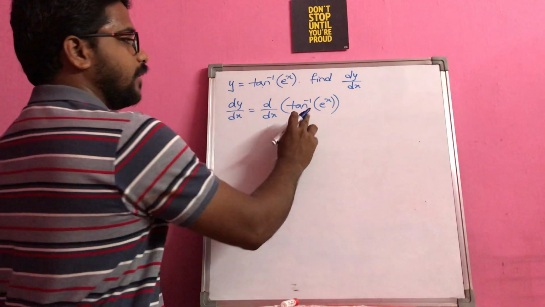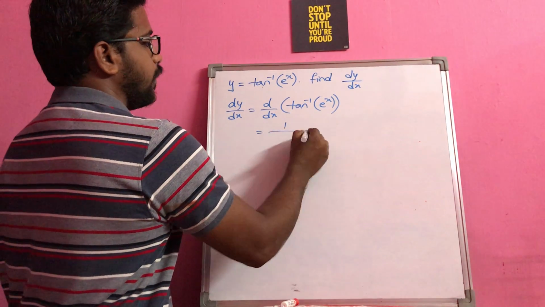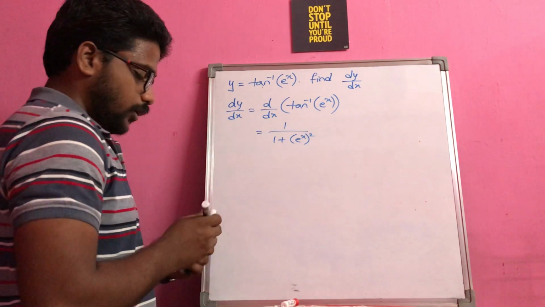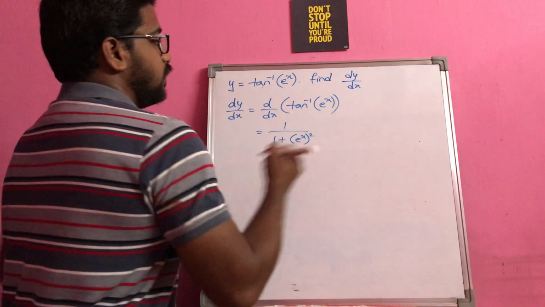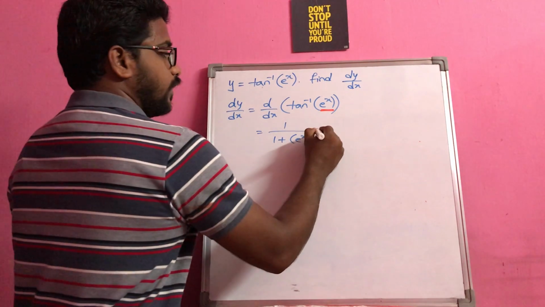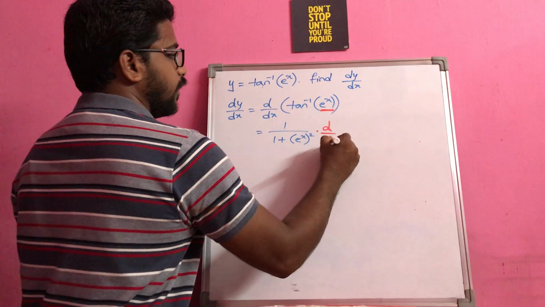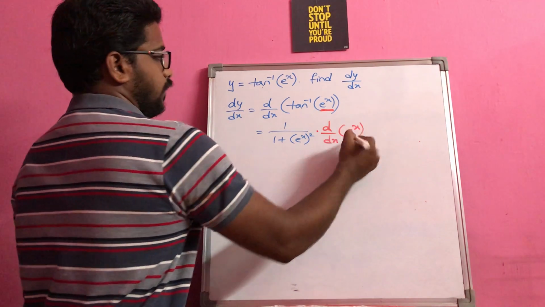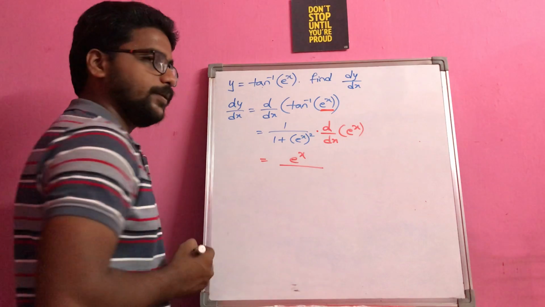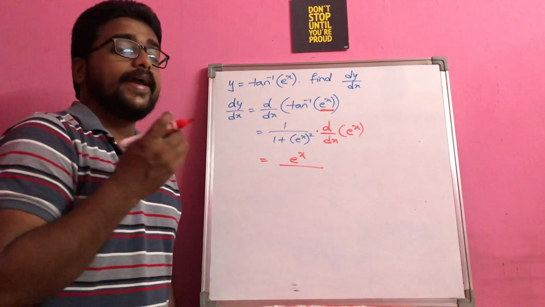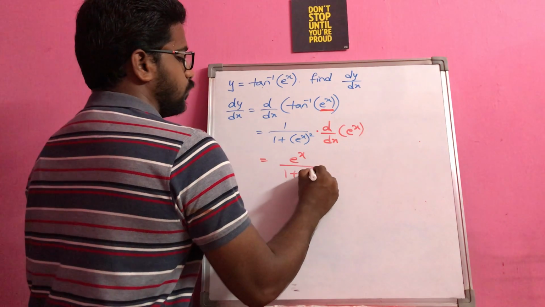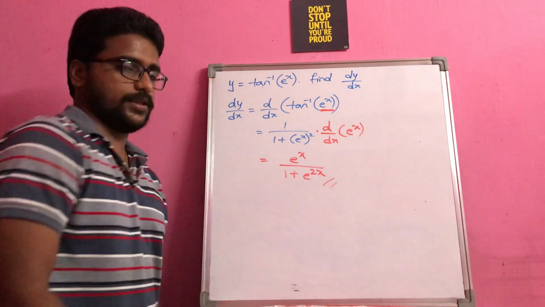So we know that tan inverse function differentiation is 1 by 1 plus x square, that means e power x whole square. You can understand here, this is clearly not x, this is e power x. So when it is other than x, go for inner differentiation for that, you will get d by dx of e power x. So e power x differentiation is e power x because we used to say it's a reflexive function. So this is e power x by 1 plus e power 2x.